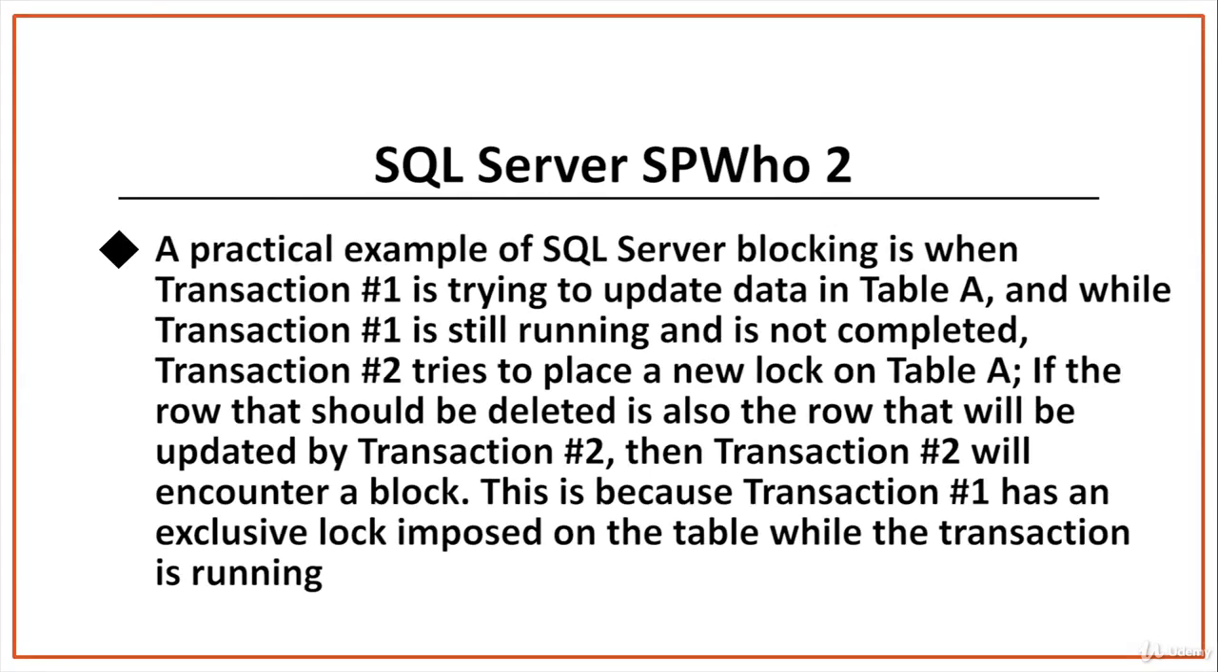A practical example of SQL Server blocking is when transaction number 1 is trying to update data in table A, and while transaction 1 is still running and is not completed, transaction 2 tries to place a new lock on table A. If the row that should be deleted is also the row that will be updated by transaction 2, then transaction 2 will encounter a block. This is because transaction 1 has an exclusive lock imposed on the table while the transaction is running.